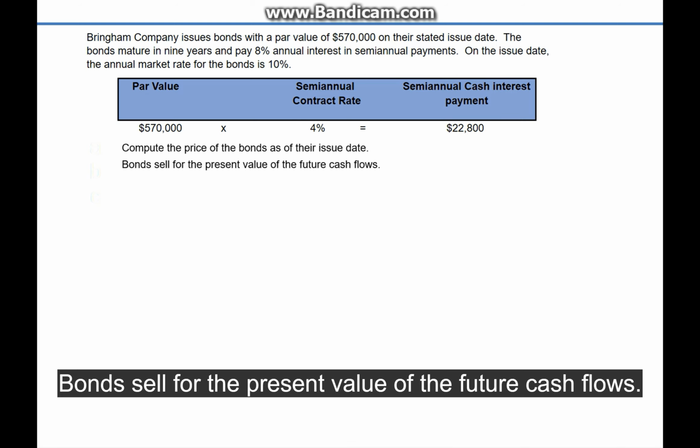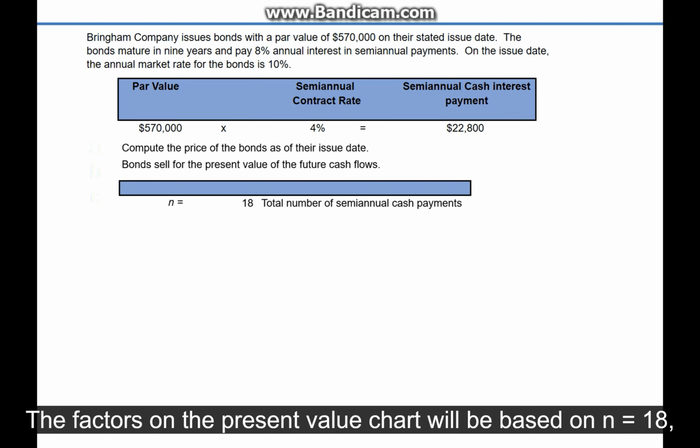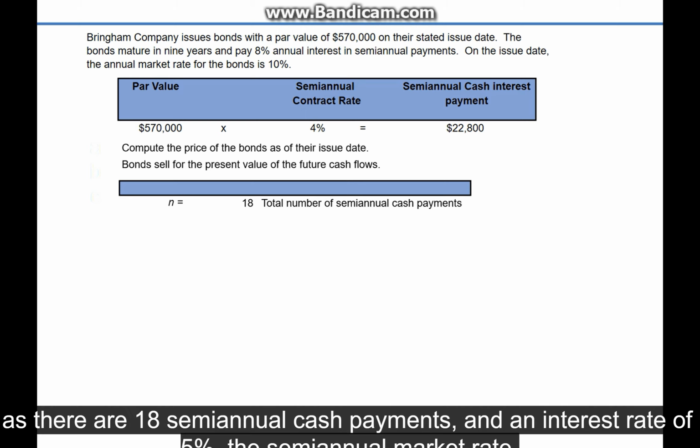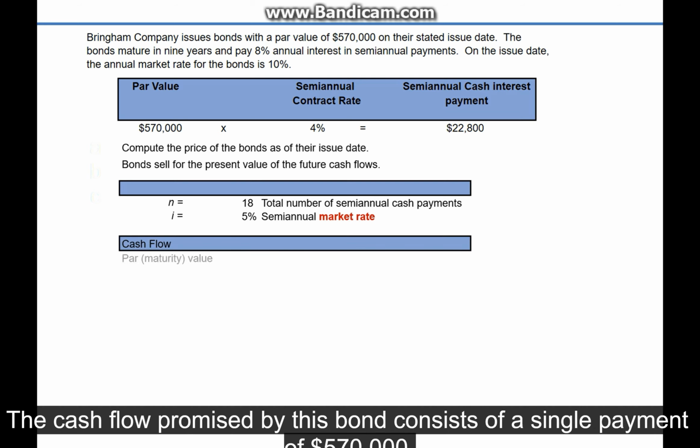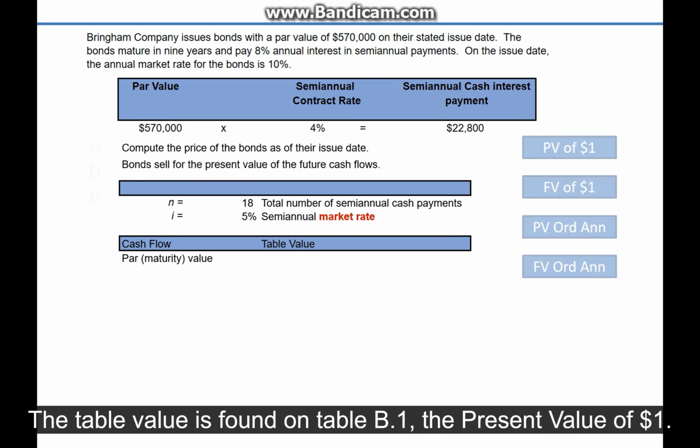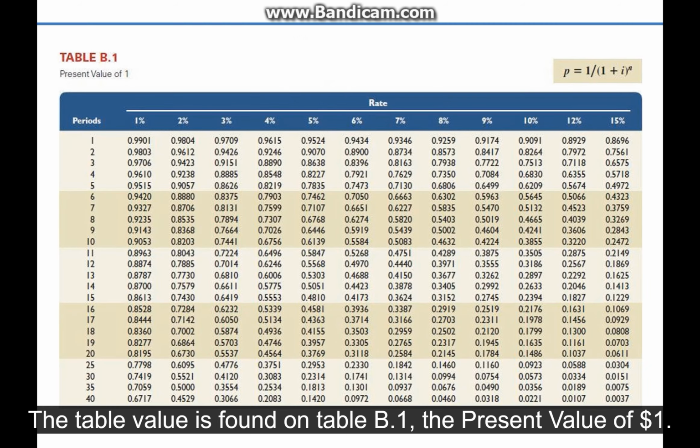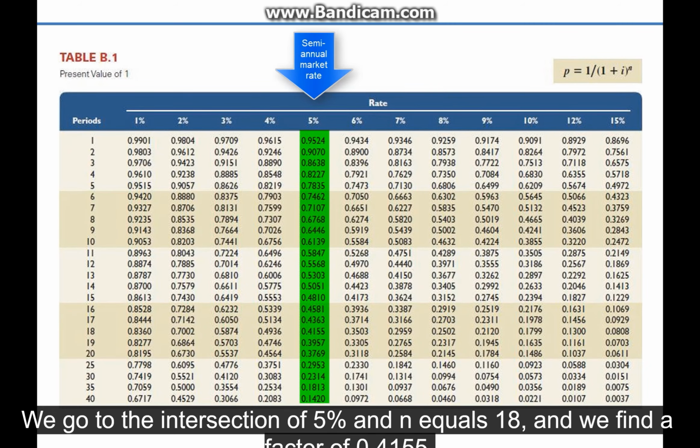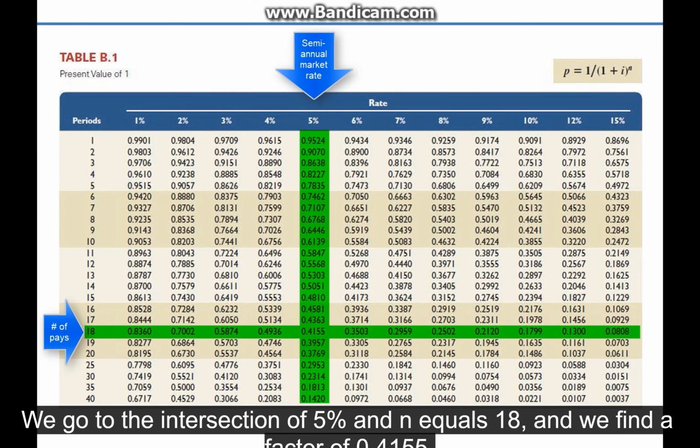Bonds sell for the present value of the future cash flows. The factors on the present value chart will be based on n equals 18, as there are 18 semi-annual cash payments, and an interest rate of 5%, the semi-annual market rate. The cash flow promised by this bond consists of a single payment of $570,000. The table value is found on Table B1, the present value of $1. We go to the intersection of 5% and n equals 18, and we find a factor of 0.4155.